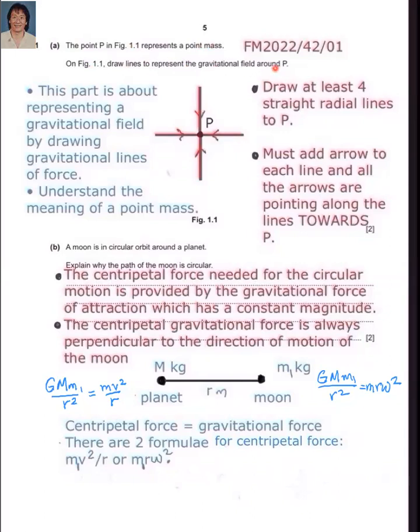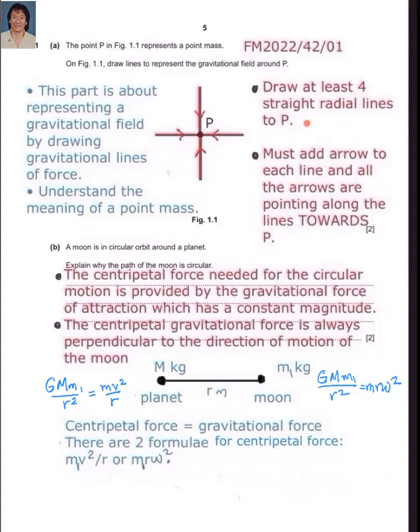To do this question, we need to know the following facts. We need to know how to represent a gravitational field by drawing gravitational lines of force. And you must also understand the meaning of a point mass. In order to get the 2 marks, the first mark is you must draw at least 4 straight radial lines to P.